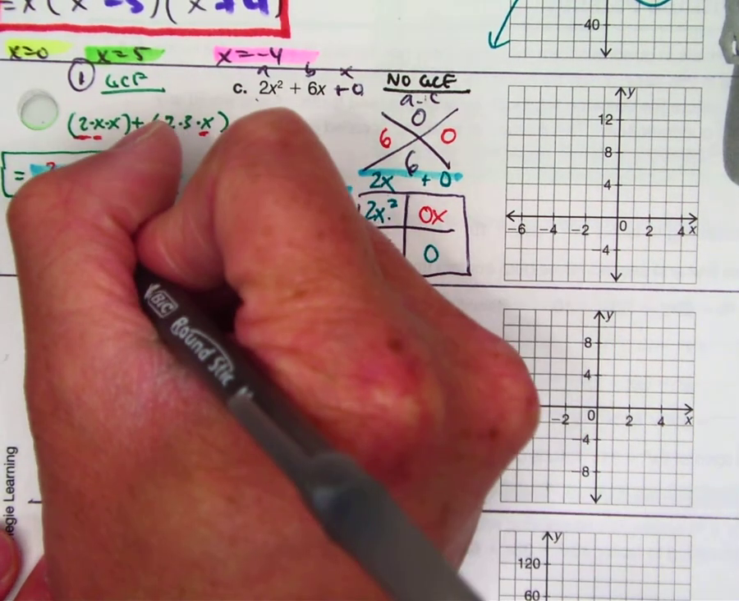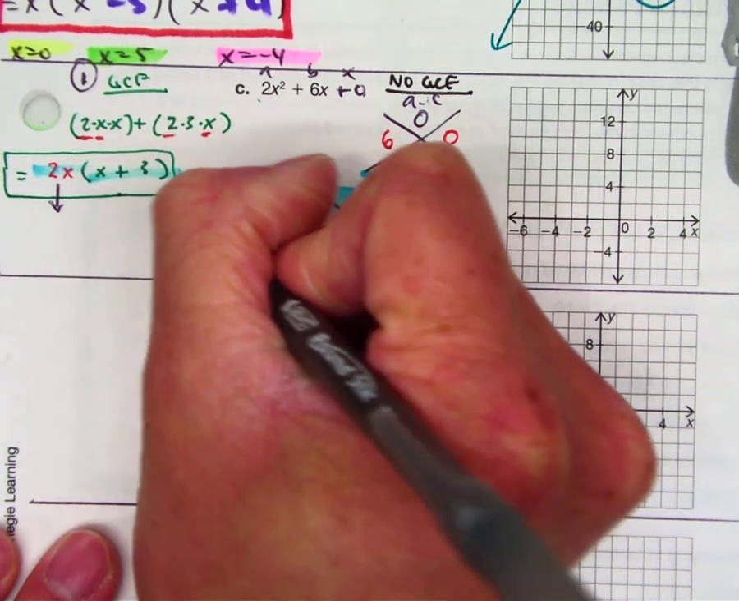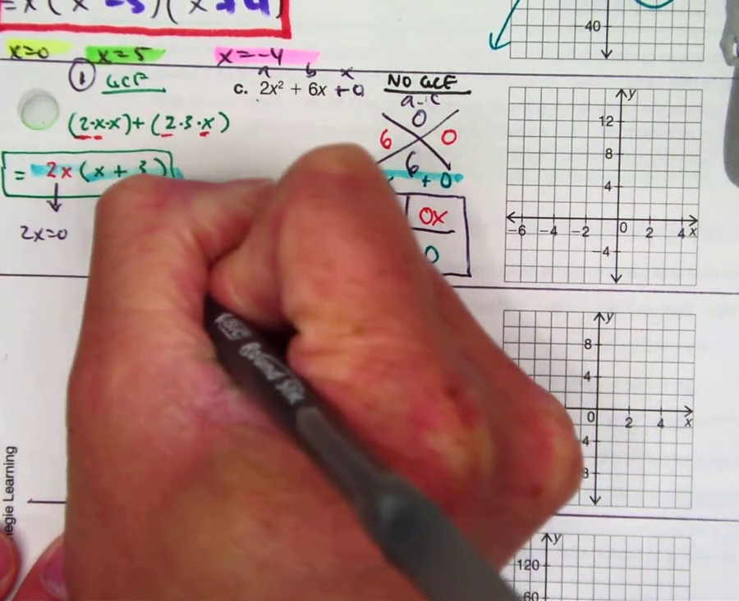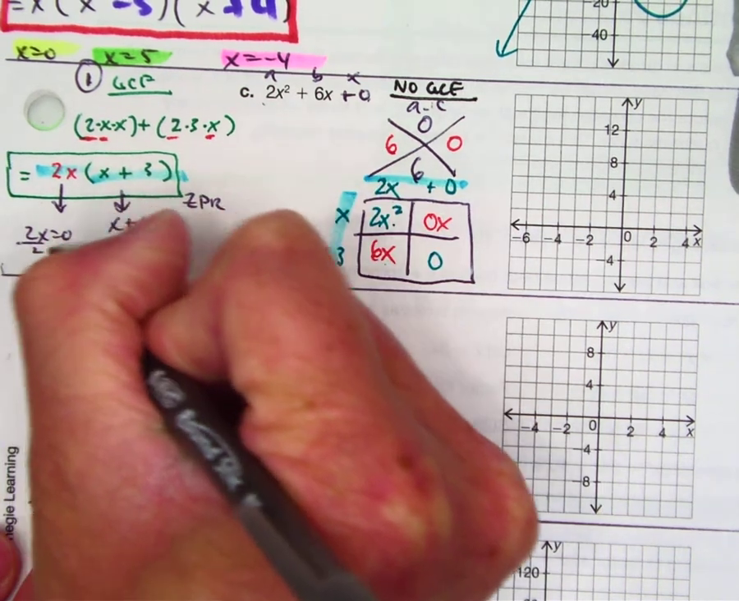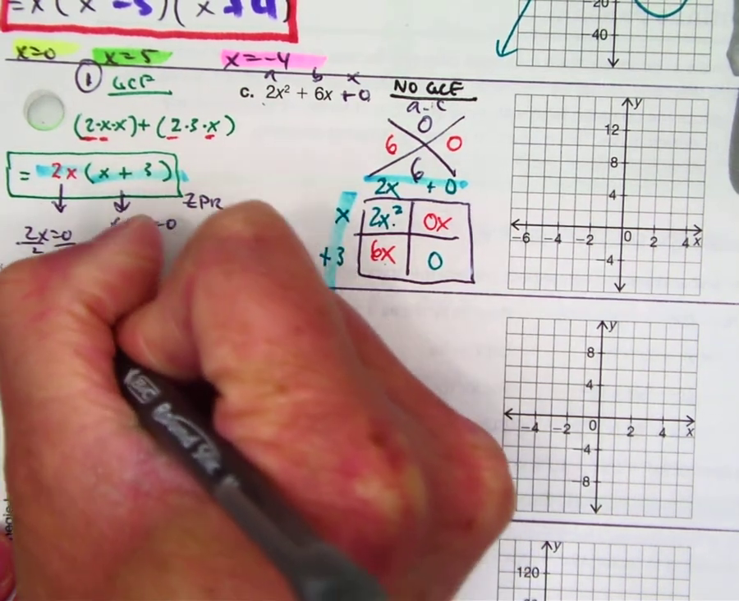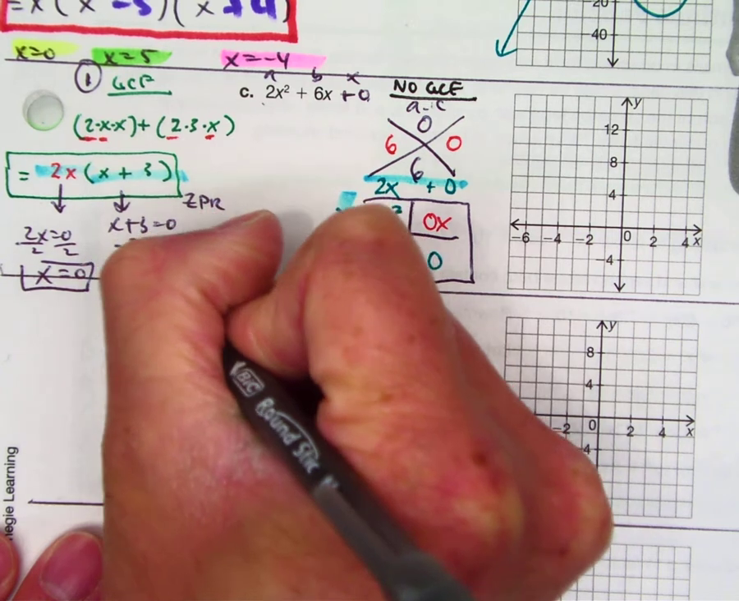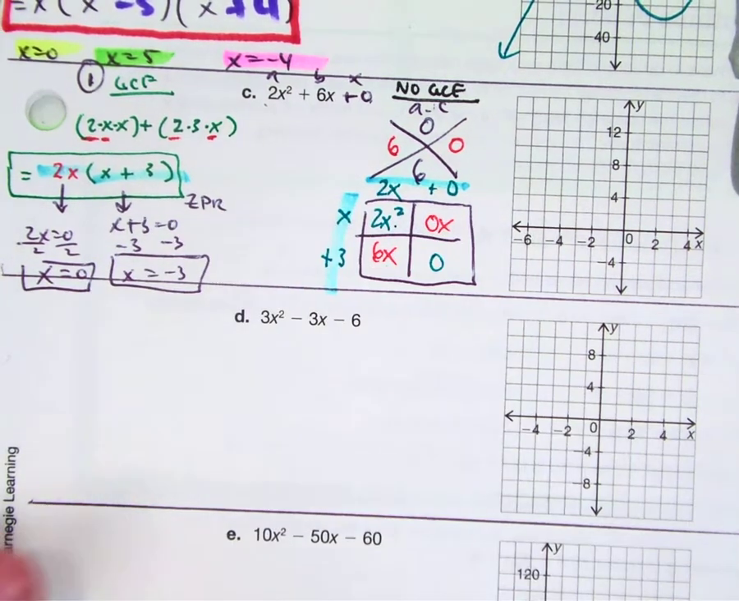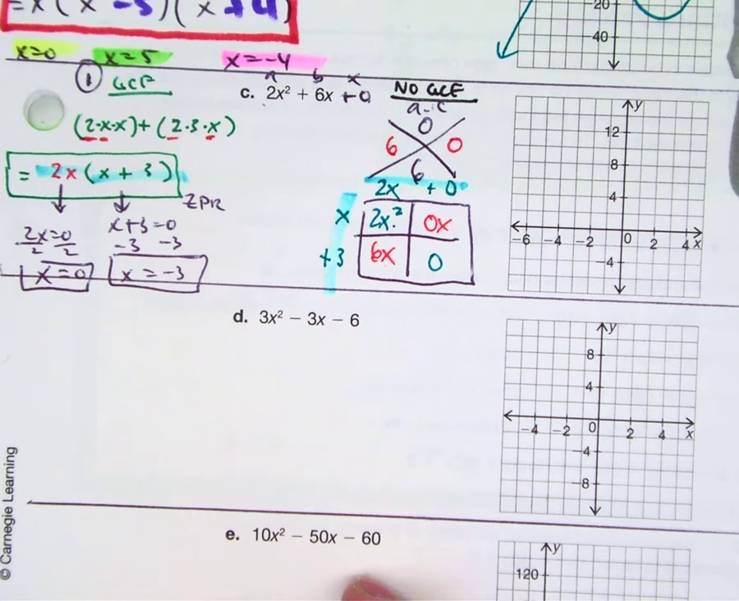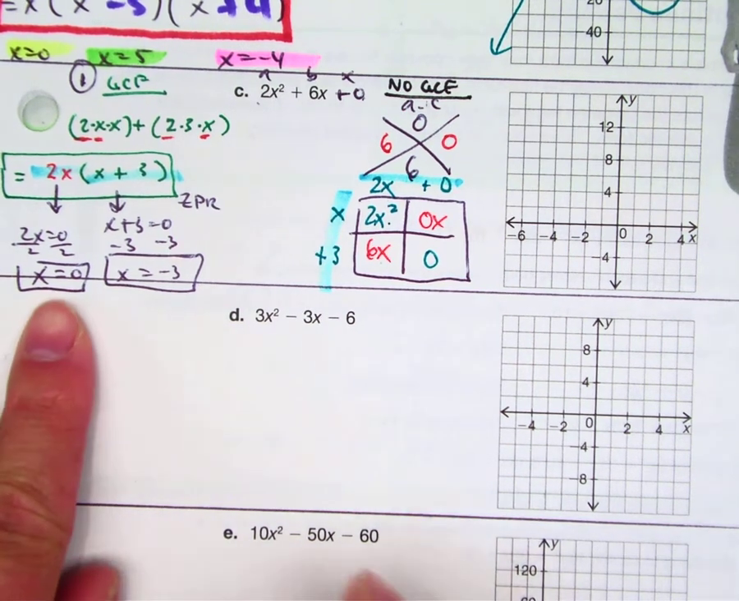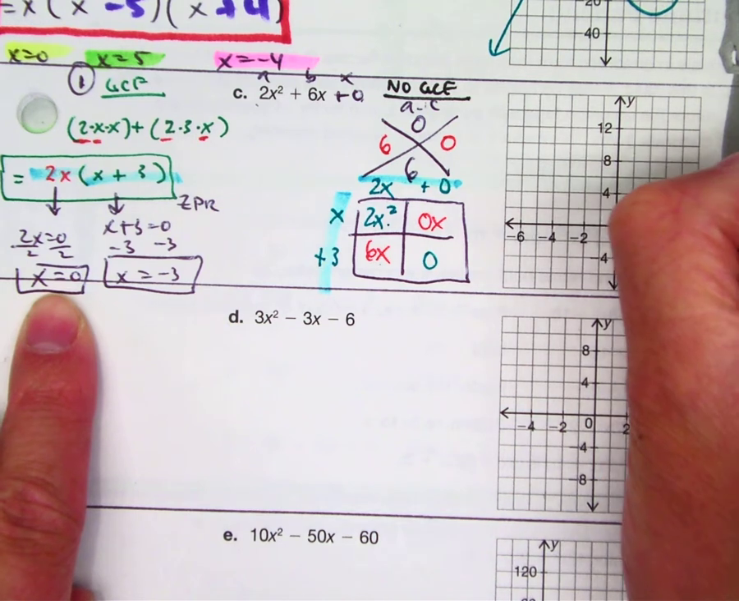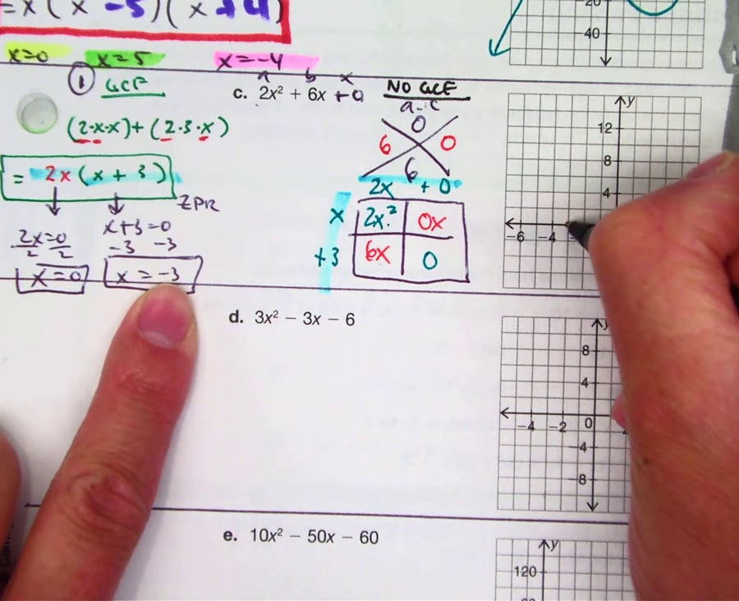Let's graph it. We're going to apply the zero product rule. Divide by 2, x is equal to 0. Subtract 3, x is equal to negative 3. Let's go ahead and graph it. This is the x-axis. This is where your x values are equal to 0 and negative 3.